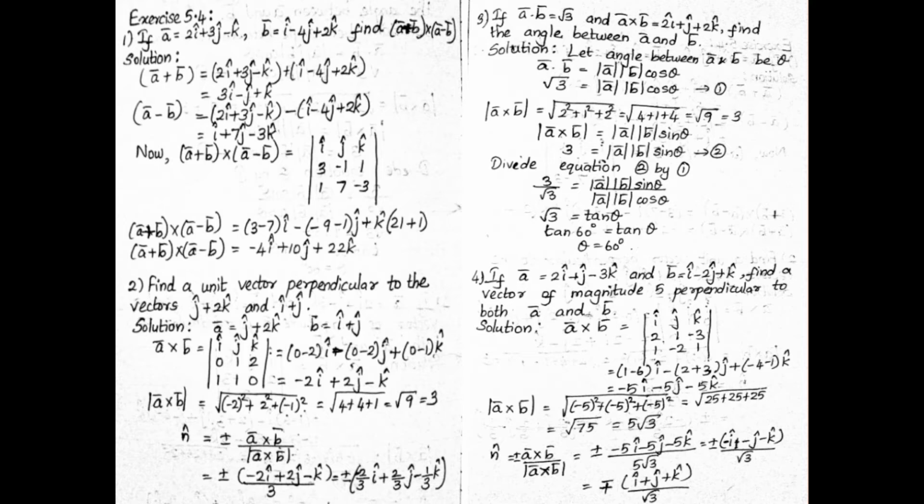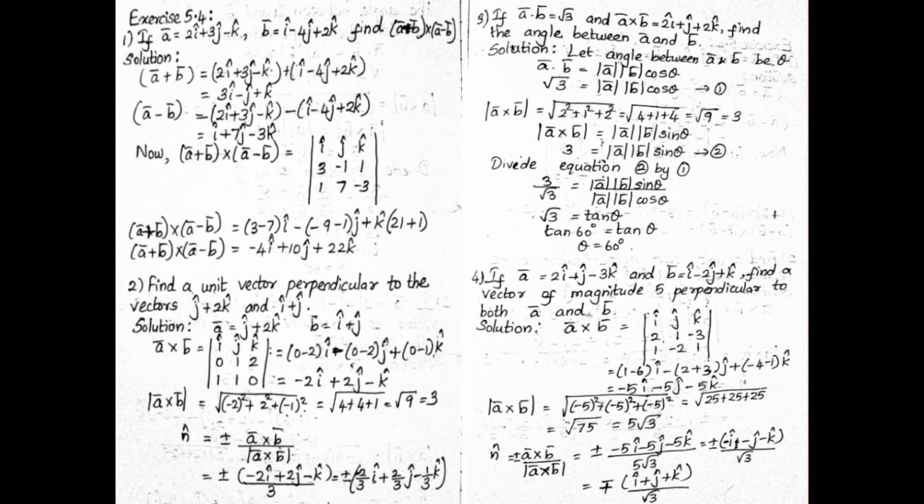Okay, so first find a vector plus b vector, which is equal to 2i plus 3j minus k plus i minus 4j plus 2k, which is equal to 3i minus j plus k. a vector minus b vector is equal to 2i plus 3j minus k minus i minus 4j plus 2k, which is equal to i plus 7j minus 3k.